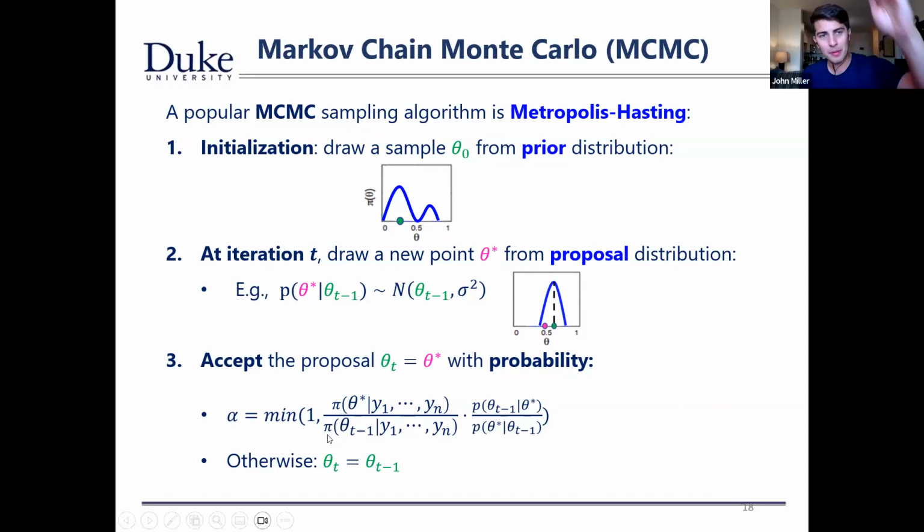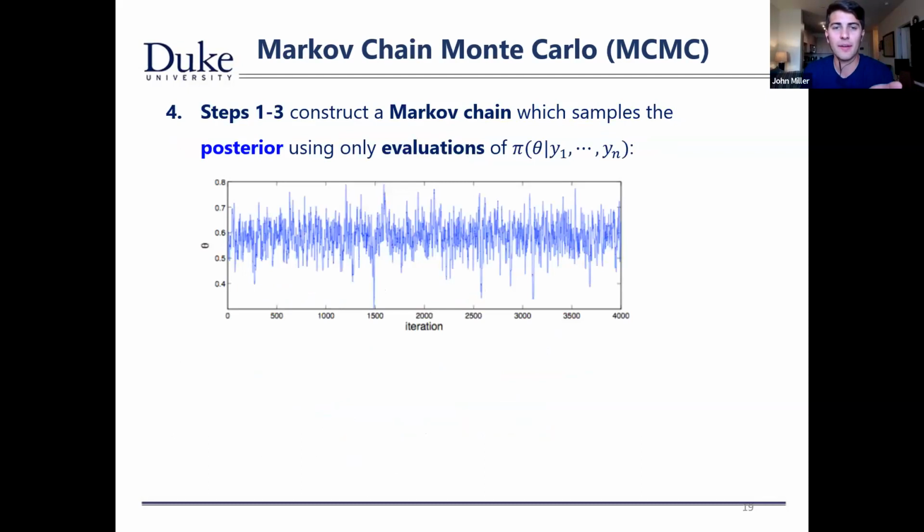By repeating this process, repeating steps 2 and 3, we're able to get samples from this distribution. And so this is a trace plot. This is simply taking the values of theta that we draw from this algorithm and plotting them as a time series.